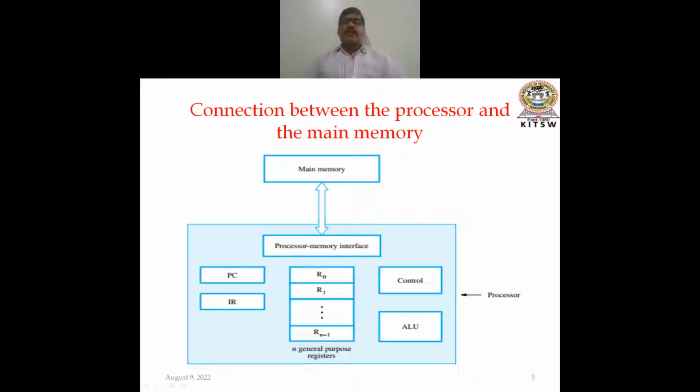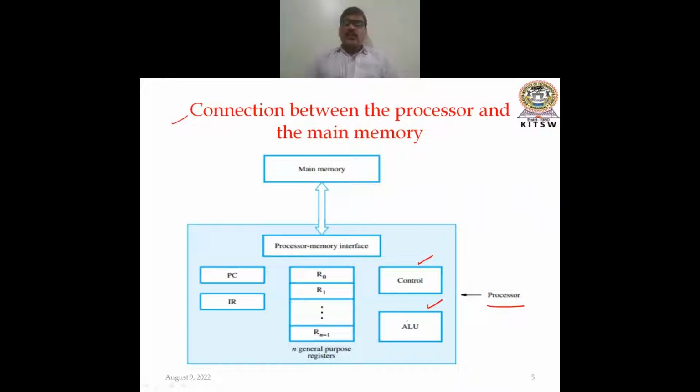If you see how the connection between the processor and the main memory is made, this is called an interface between the main memory and the processor. Generally, this processor will have a control unit and an arithmetic logic unit, which we already discussed in the self-learning topic, functional units of a computer.